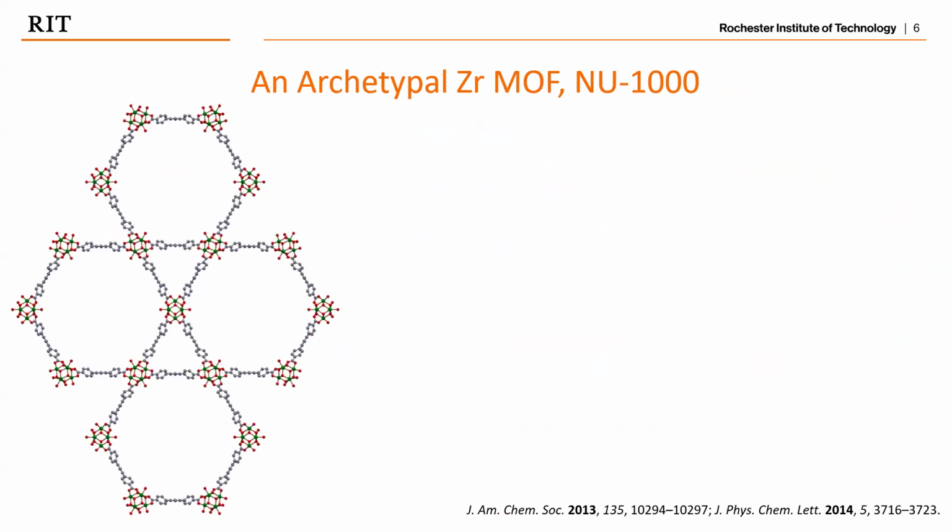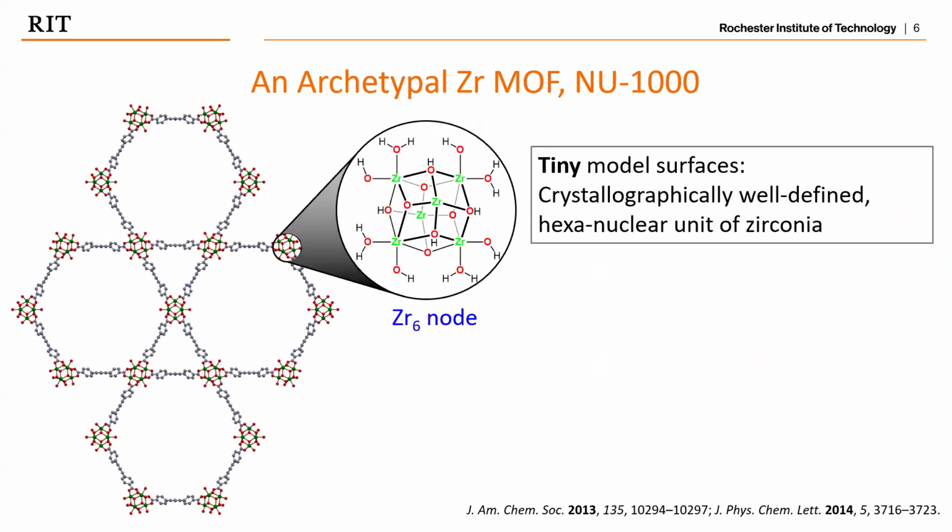Here we focus on one MOF, called M1000. It's a zirconium-based MOF. We study zirconium-based MOFs because the zirconium-oxygen bond is pretty strong, so it can be used under harsh conditions. The node, the inorganic part, is six zirconium atoms connected by oxygen, and on each zirconium there are ligands hanging out into the pore. Here it has OH and water.